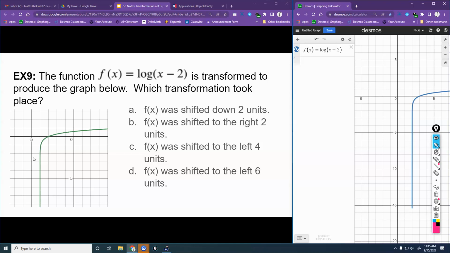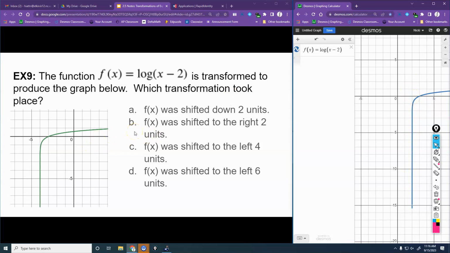Okay, I got a few people up here telling me D. Do you guys agree? Okay. Now, that looks like it has been moved over 4 to me. It looks like 4. But, Passion, where did we start? This was our original. Where did it start? That vertical asymptote right there started over here at 2.